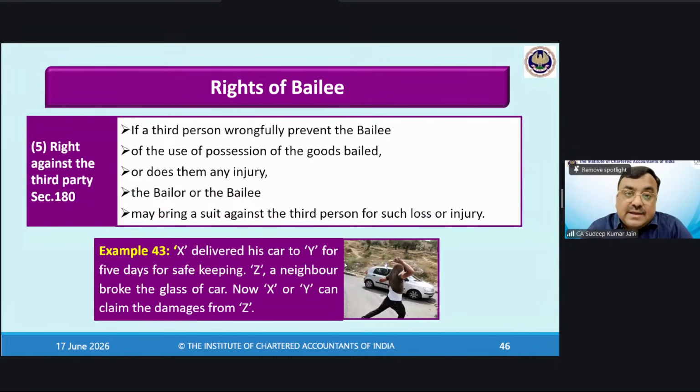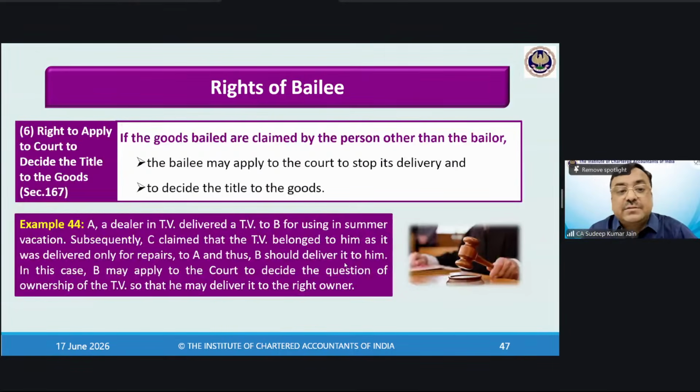Same right as in the case of bailor: right against a third party. If a third person wrongly prevents the bailee from the use or possession of the goods bailed or does them any injury, the bailor or the bailee may bring a suit against the third person for such loss or injury. I discussed when talking about the rights of bailor that this right is also available to the bailee against the third person. X delivered his car to Y for 5 days for safekeeping. Z, a neighbor, broke the glass of the car. Now X or Y can claim the damages from Z. We have discussed these points.